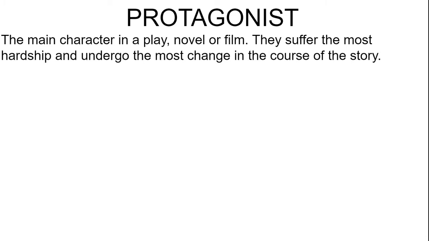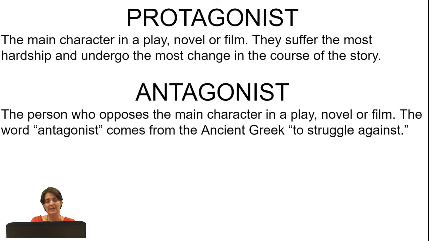Now, some technical terms. The protagonist is the main character in a play, novel, or a film. They suffer the most hardship and undergo the most change in the course of the story. Obviously, if we're reading The Crucible, the protagonist is John Proctor. The antagonist is the person who opposes the main character in the play, novel, or film. And the word antagonist comes from the ancient Greek meaning to struggle against. So if we think about who struggles against Proctor, who poses the greatest obstacles and difficulties for him, definitely Abigail, and probably also people like Danforth and Putnam and Paris.